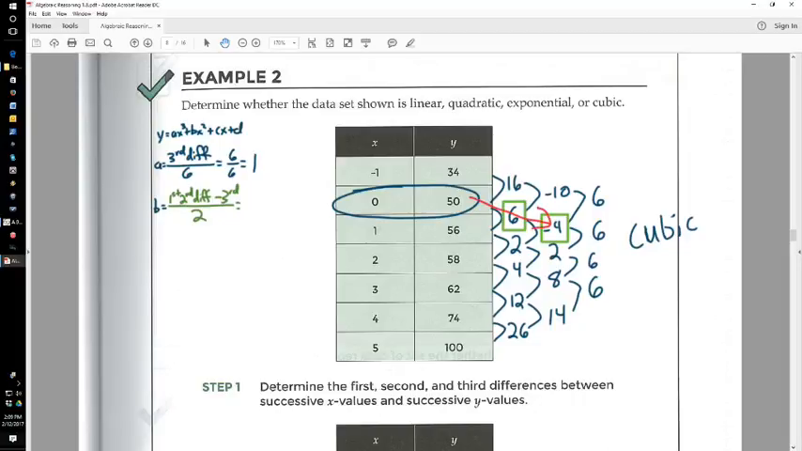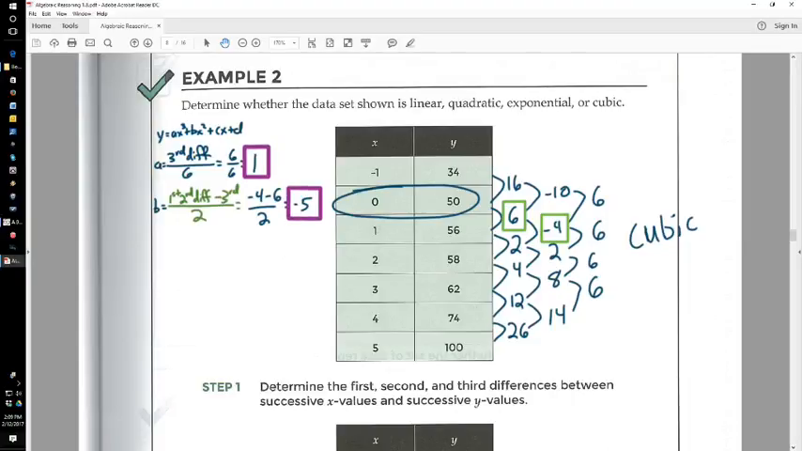So that's my first second, and this would be my first third, even though it's identical. So it is negative 4 minus your third difference, which is 6, divided by 2. Well, negative 4 minus 6 is negative 10, divided by 2 is negative 5. So that's your b value. So we have our a, we have our b.